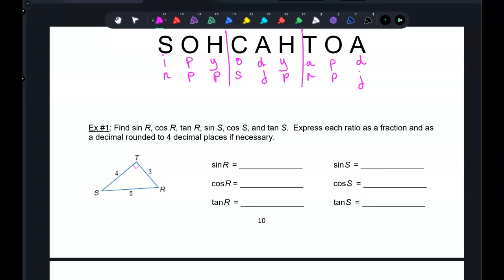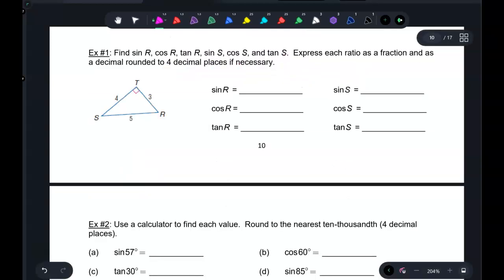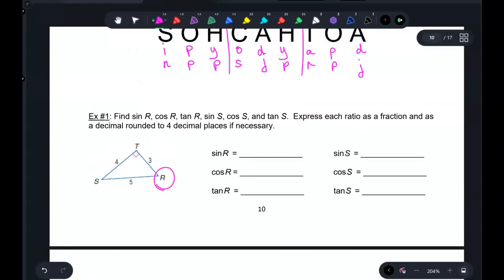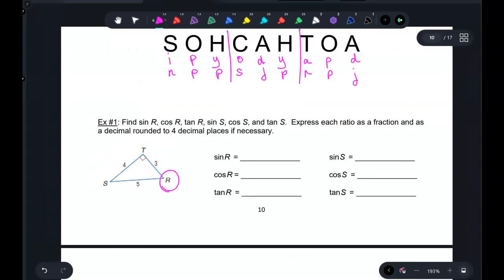Okay, so far? Okay, so we're going to first do sine, cosine, and tangent of R. So here's R. What's A? Wait, can you go back up for a second? Oh, sure. A always stands for adjacent, O stands for opposite, H stands for hypotenuse. Okay, so don't worry about S for right now, just look at R.